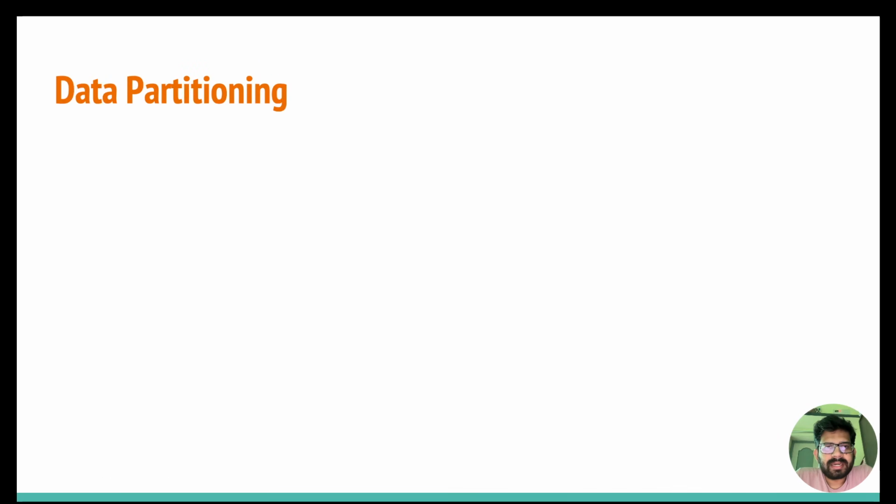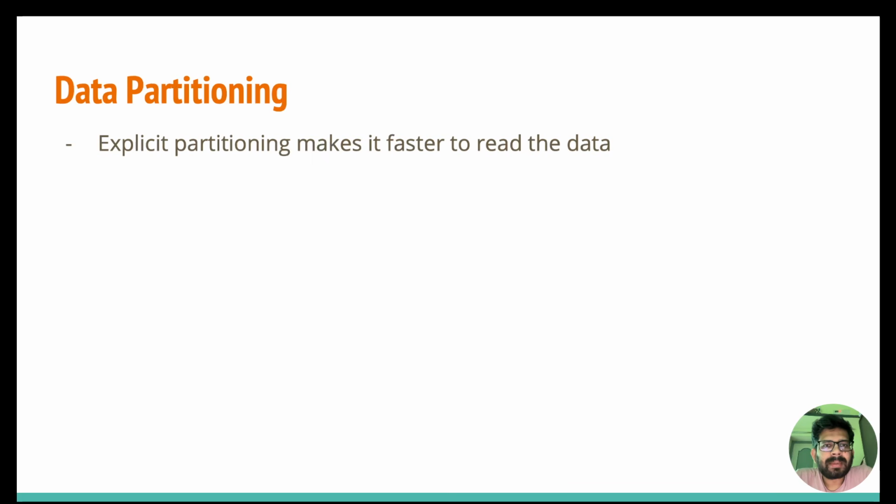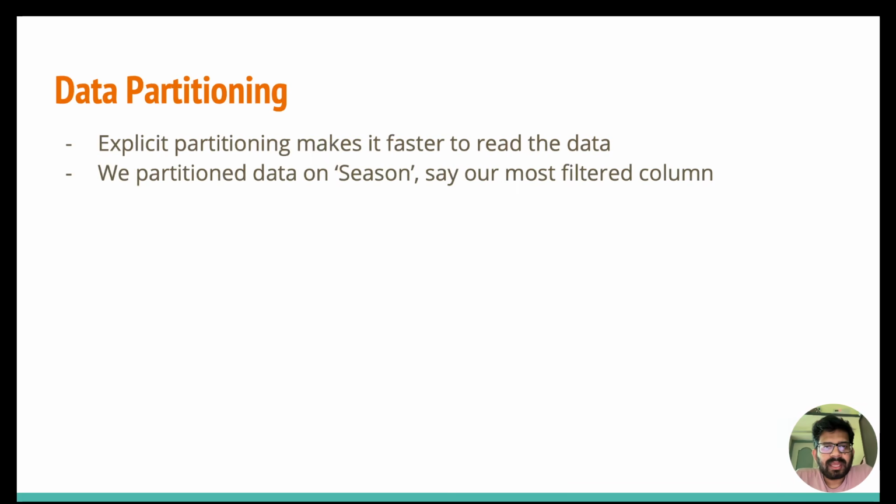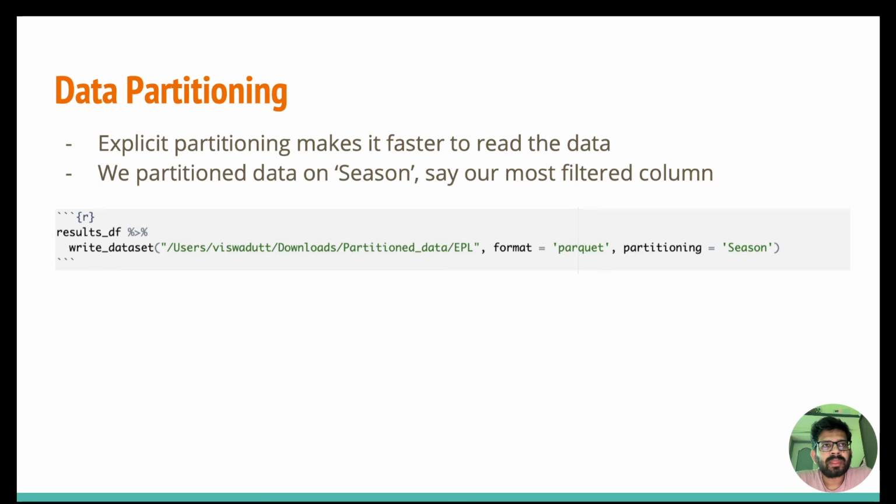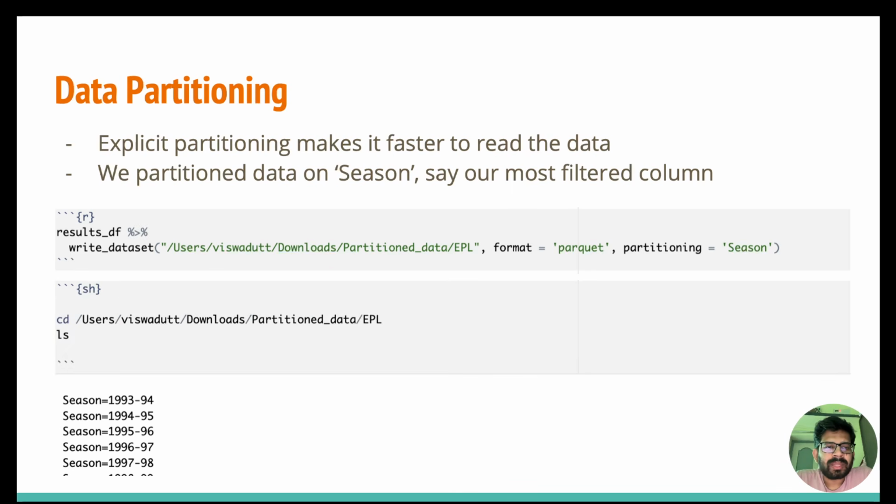Let's look at data partitioning. Explicit data partitioning might make it faster for us to read the data. So in the above example, say we partition the data on season. Say we are always interested in any one particular season, and season is our most filtered column, right? So I can partition the Parquet on the season, and this is how I can do it by using write_dataset and introducing a partitioning argument. And this is how the data changes. Instead of one file, now I have a list of files which correspond to each season.